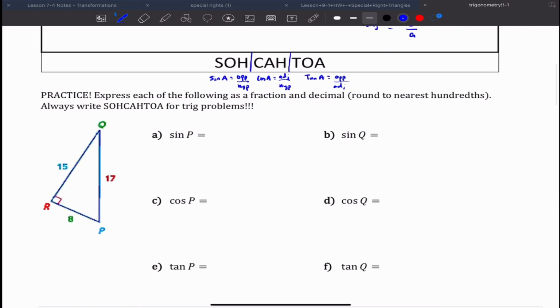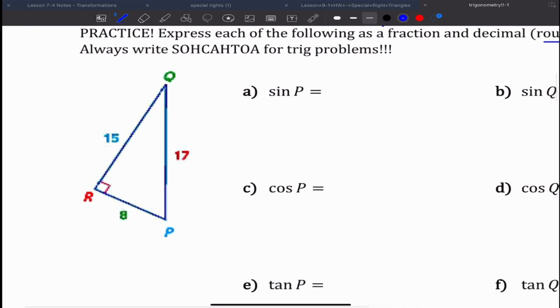All right, let's go ahead and practice. It says express each of the following as a fraction and a decimal. Round to the nearest hundredths. So, always, my rule of thumb is to write SOHCAHTOA for trig problems. So, here is my triangle. This is my right triangle, and it has side lengths, it has angles.